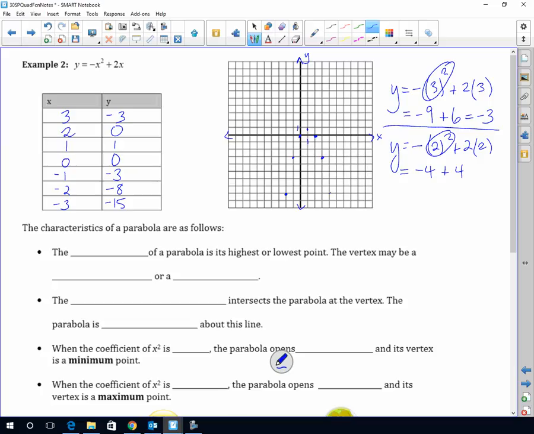Did everybody see what I did? I mirrored the other side. Once I got -2, -8, I put it on the other side. Makes a beautiful shape. Is yours a beautiful shape like that?